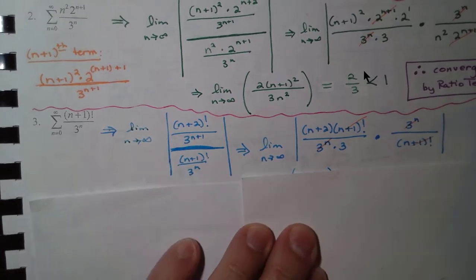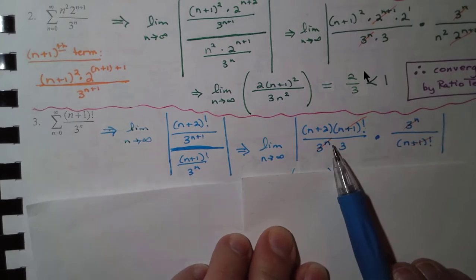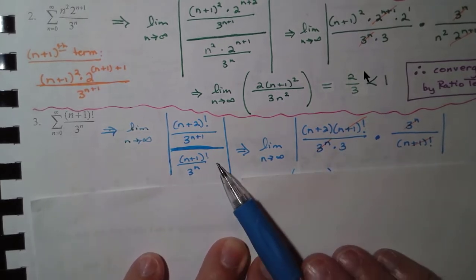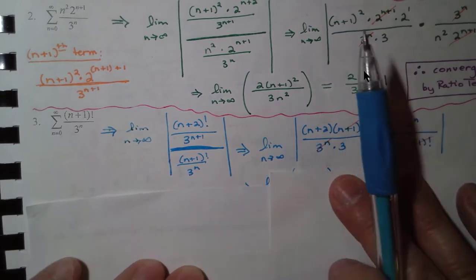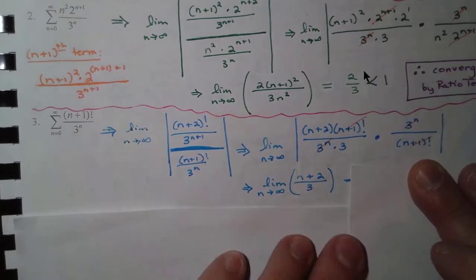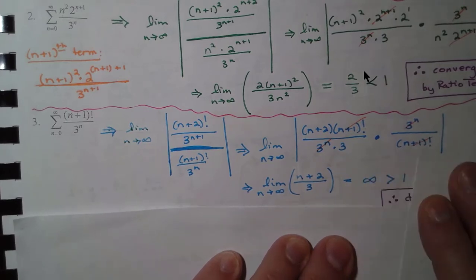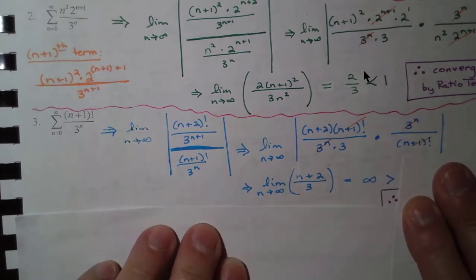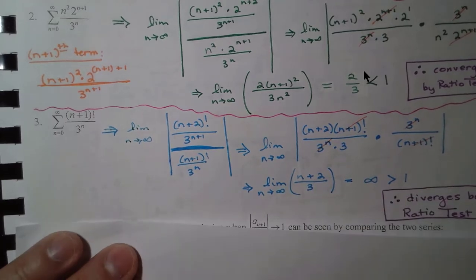This would be n plus 2 times n plus 1 factorial over 3 to the n times 3, times 3 to the n over n plus 1 factorial. You can see what cancels. This is what we have left. What do I get as n goes to infinity? I get infinity, which is greater than 1. So this series diverges by the ratio test.